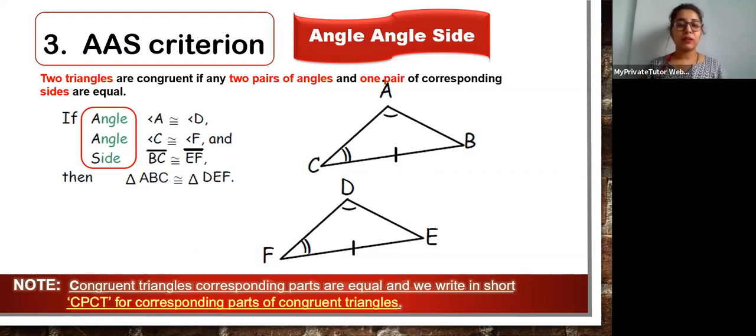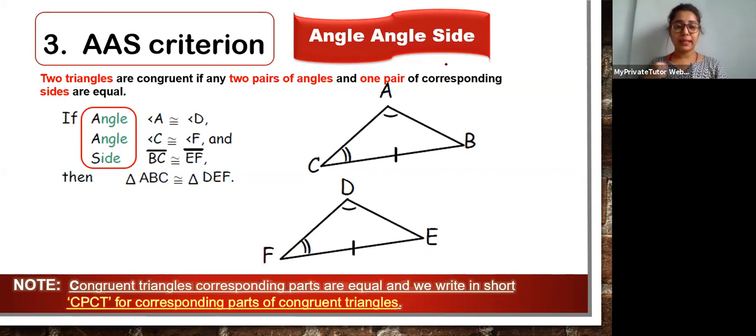AAS criterion, angle angle side. Two angles and one side, and this side should not be in between the two angles. That is the thing you have to remember. From the name itself, you can clearly identify that in the first case, what was the name? It was the SAS test. That means side, angle in between them, and then side. Then we had the ASA test. That means angle, then side, and then again angle.